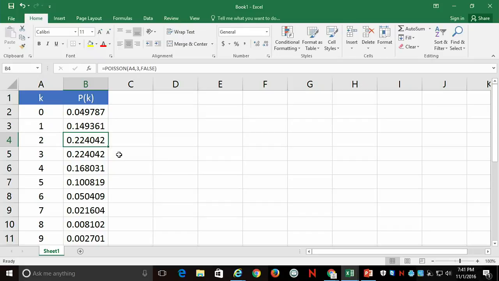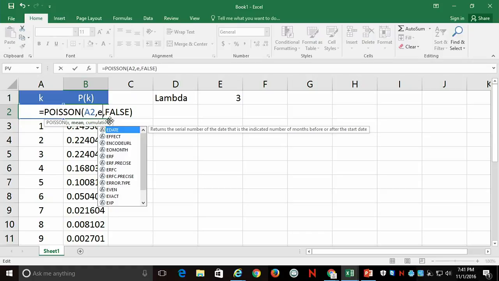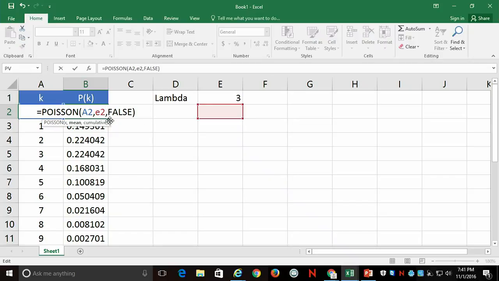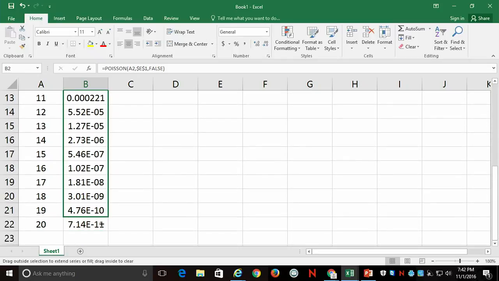You guys see that? If I wanted to make this even more general, I could put lambda over here and make it a variable, so let's just put 3 there. And I could go back to my original equation, and instead of hard coding the 3, I could point to E1. And I know I'm going to drag this formula down, so what do I want to do with E1? Because I don't want it to change. I want it to always be E1. I want to make it absolute, so let's do that using the F4 function key. And I drag that down, and obviously it's going to stay the same.